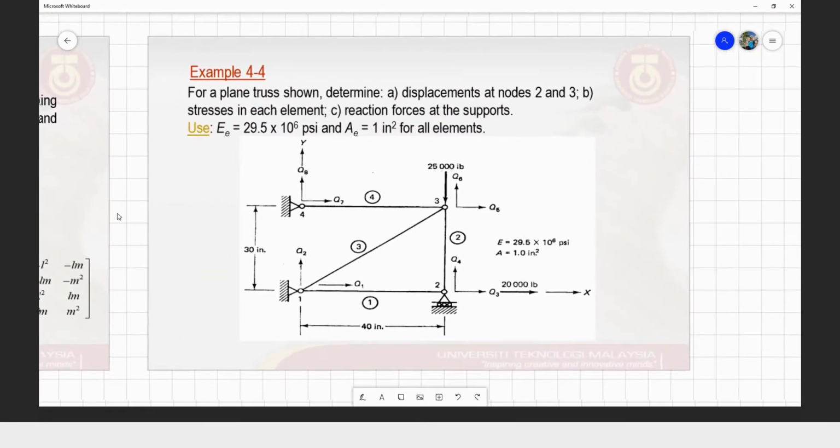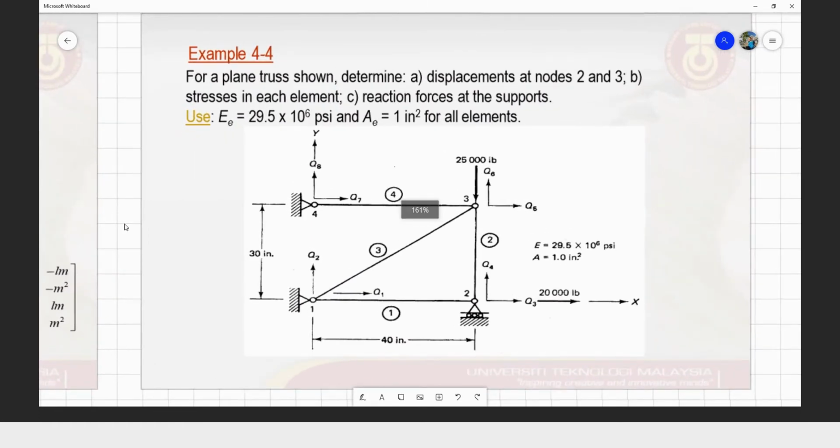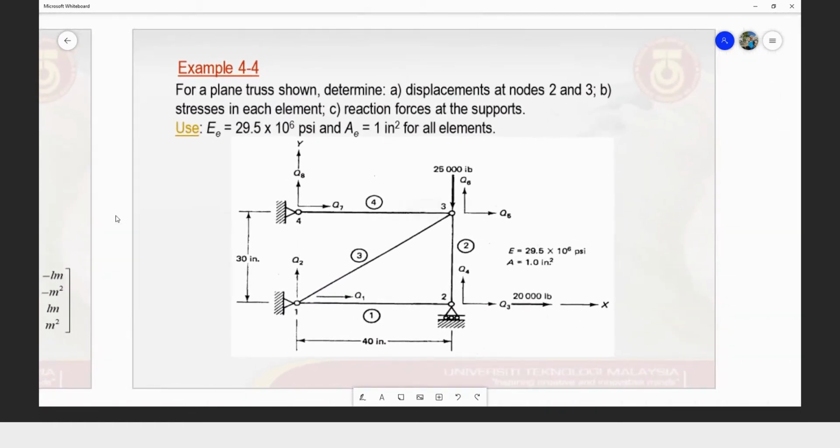So the purpose of this example is to show you how we can deal with plane trusses or parts of plane trusses using finite elements. If you go out to work in the future, you may solve more than the 4 elements that we have in this example. Maybe you have to solve 10 or hundreds of elements, depending on the project that you handle.